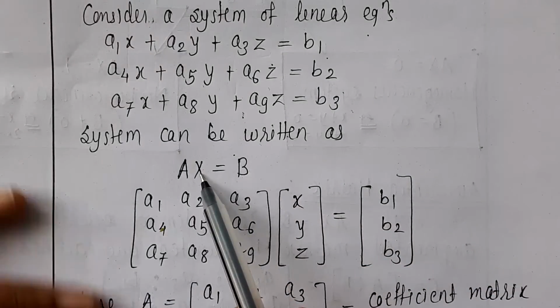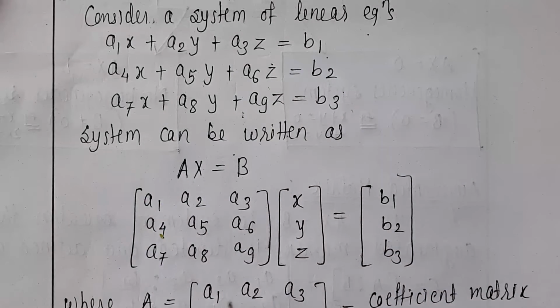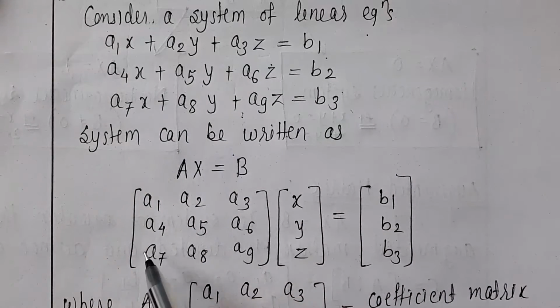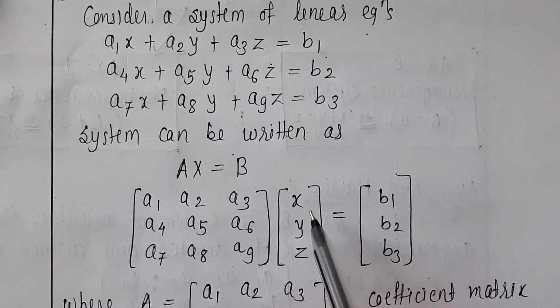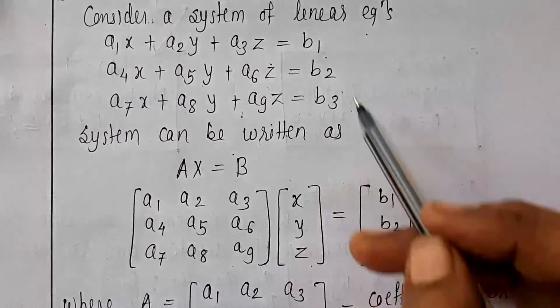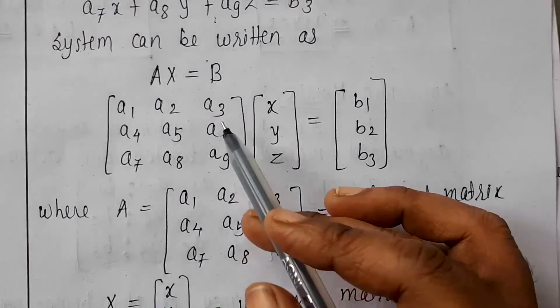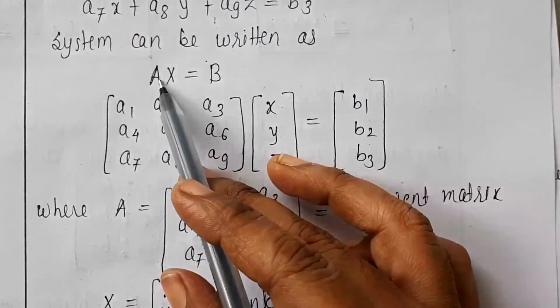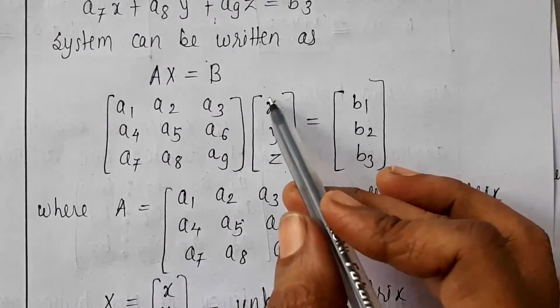Now what is A? A is the matrix of coefficients of x, y and z. So write here the coefficients a1, a2, a3, a4, a5, a6, a7, a8, a9. Then X will be the matrix x, y, z and B will be b1, b2, b3. Now see here, we have denoted this first matrix as A, so this matrix is called the coefficient matrix.